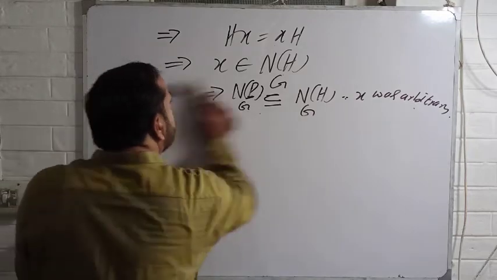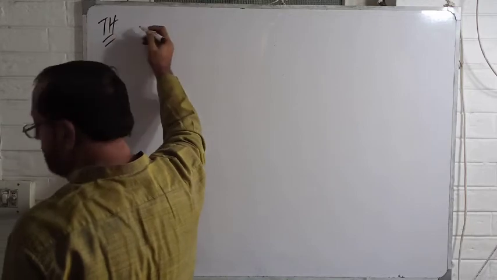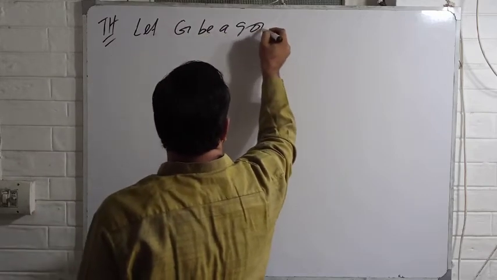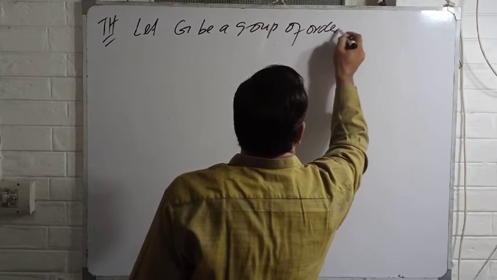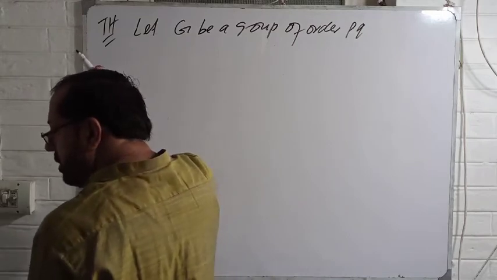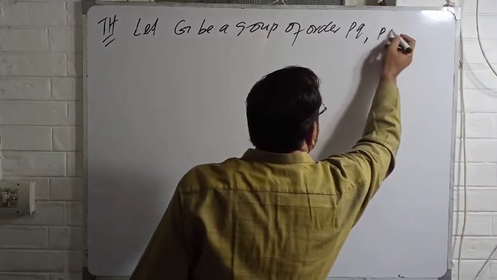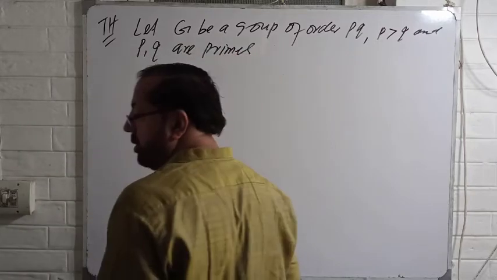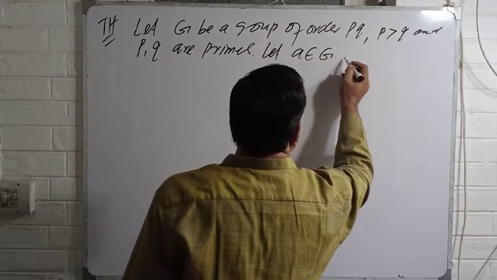Okay. Now we have another theorem. What is that theorem? This theorem is: let G be a group of order pq, where p and q are distinct primes and p greater than q. Let a belong to G of order p.